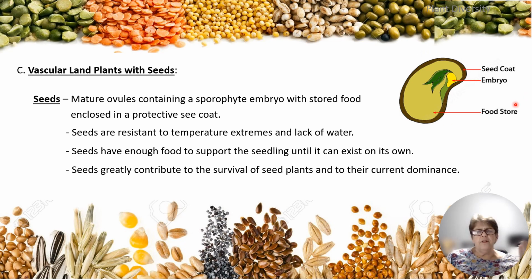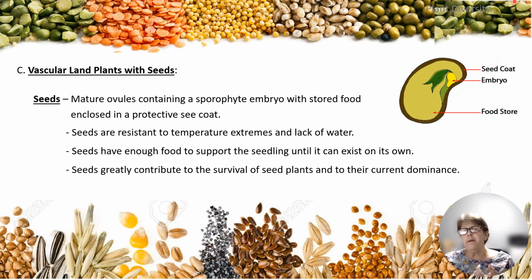So this is a lot different than a spore. A spore is just a little tiny brown thing with genetic material that'll grow into a plant, but it doesn't have a food supply, and it doesn't have a seed coat. So the seed coat makes seeds resistant to temperature extremes, and also they can survive a lack of water. But spores can't really do that. The seeds have enough food to support the seedling until it can exist on its own.